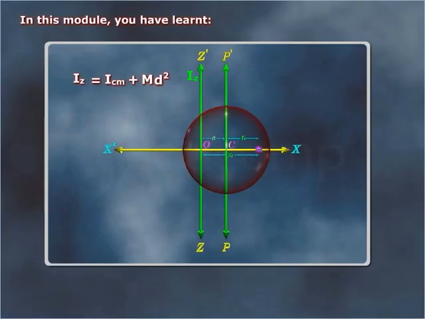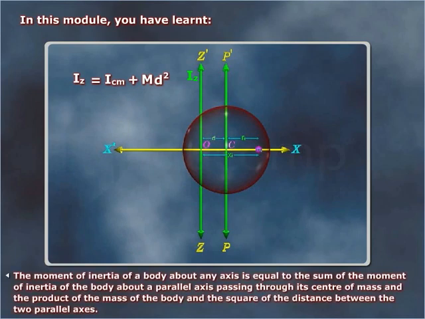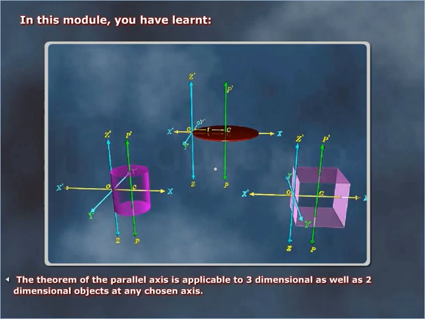In this module, you have learned that the moment of inertia of a body about any axis is equal to the sum of the moment of inertia of the body about a parallel axis passing through its center of mass and the product of the mass of the body and the square of the distance between the two parallel axes. The theorem of the parallel axis is applicable to three-dimensional as well as two-dimensional objects at any chosen axis.